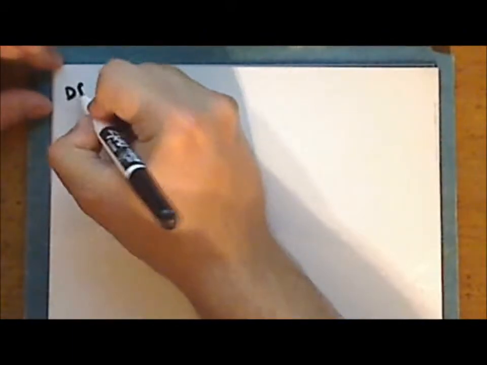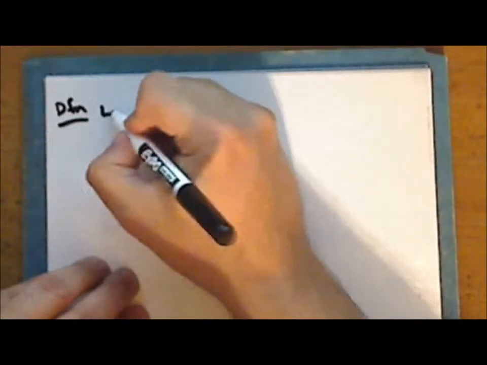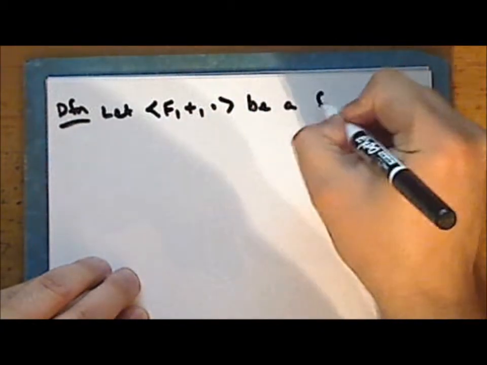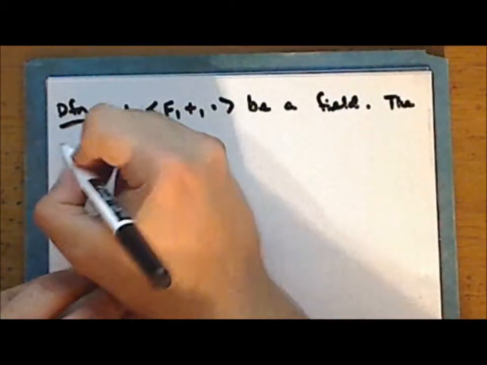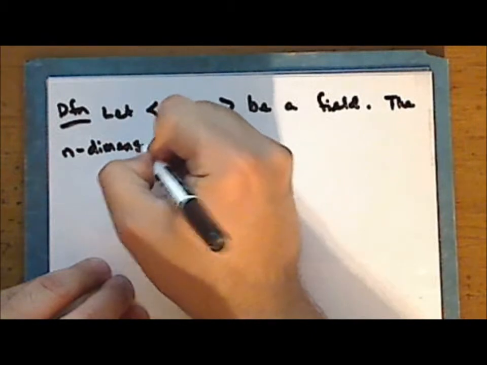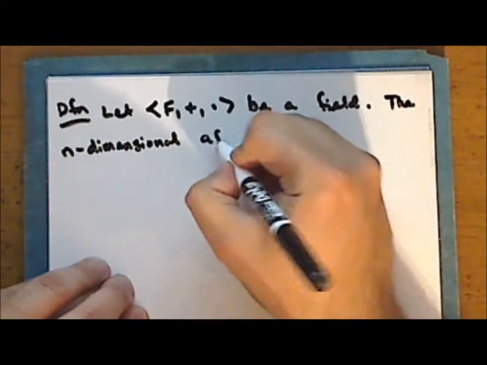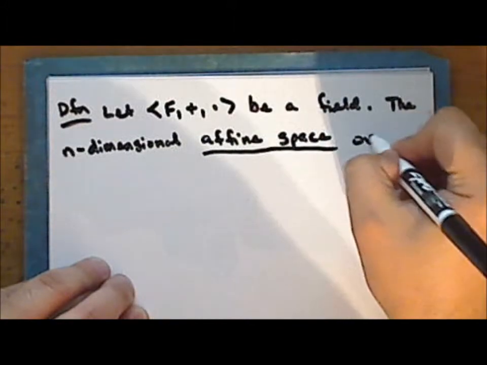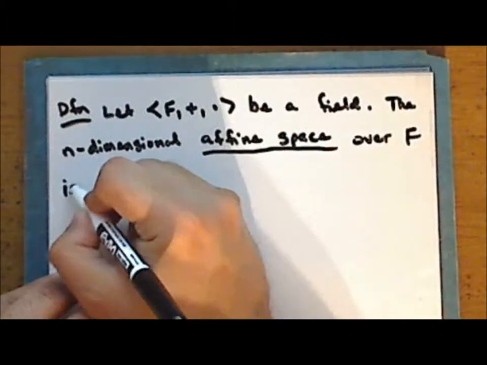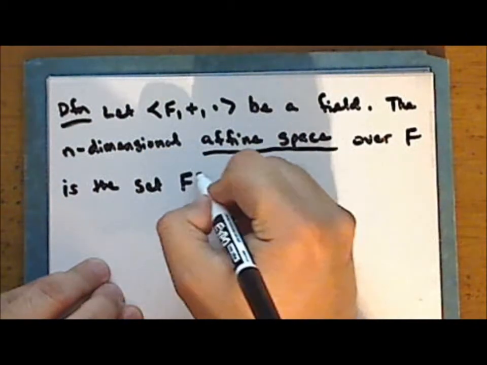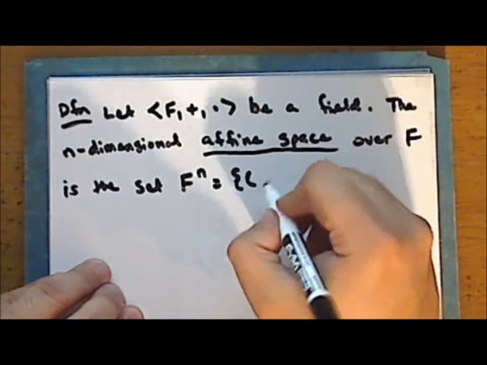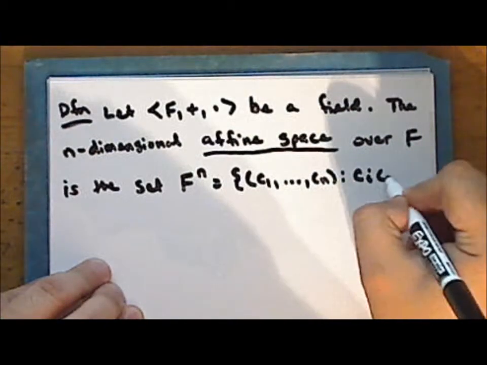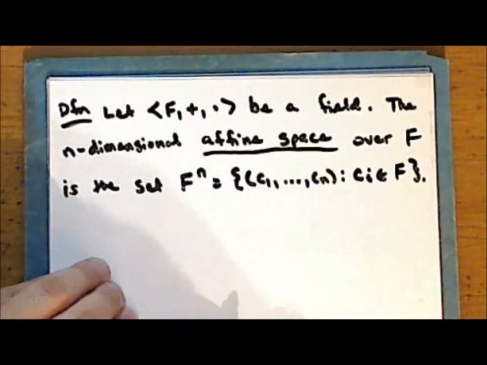All right, new definition. Once again, let the set F, together with some notion of addition and some notion of multiplication, be a field. The n-dimensional affine space over the field F is the set, which we denote F superscript n, and this is a set of ordered n-tuples, c sub 1 through c sub n, where each element in the n-tuple, c sub i, is an element of the set F.